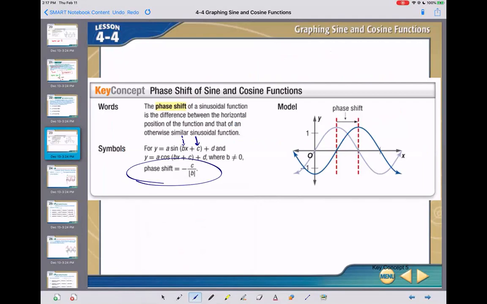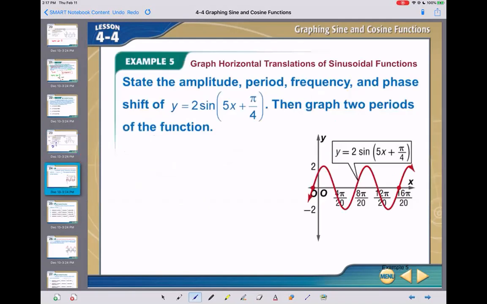What's wrong on theirs is you do not take the absolute value. If B is negative, that plays into account. So the phase shift is negative C divided by B. That is your phase shift formula. If I could change that from the book, I would, but I can't change their slide, so I just have to scribble it out. So now let's look at this problem.